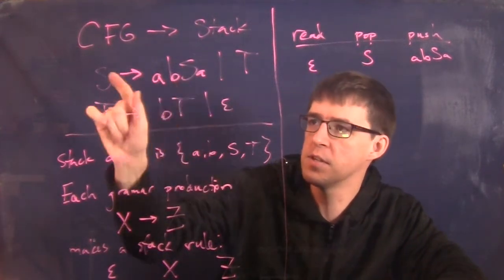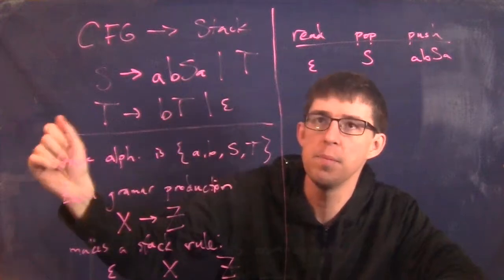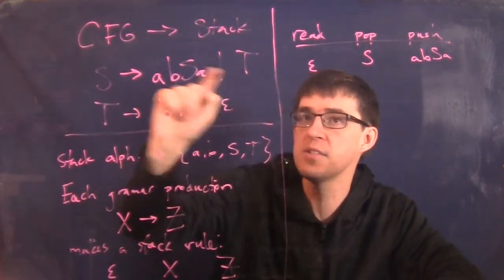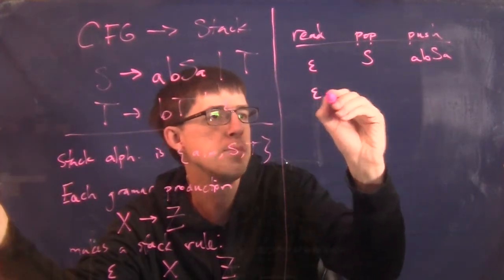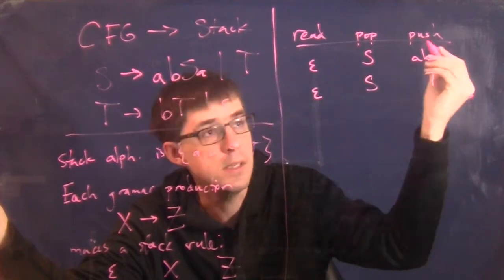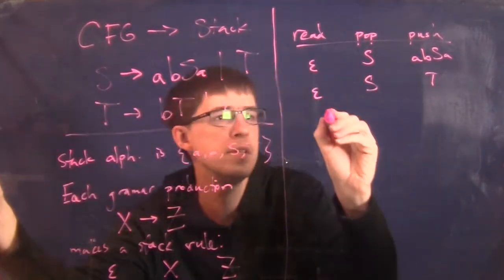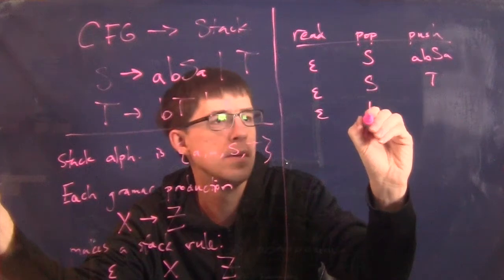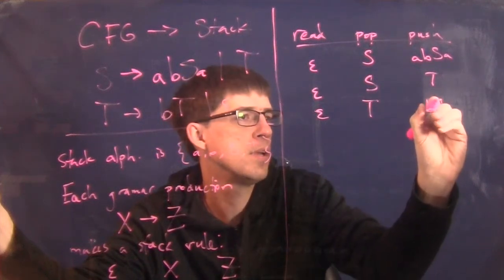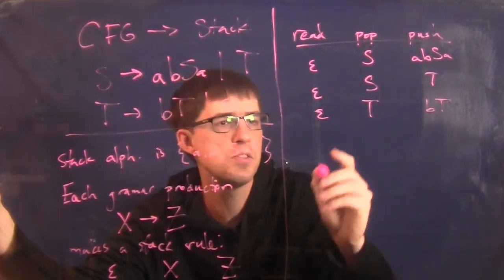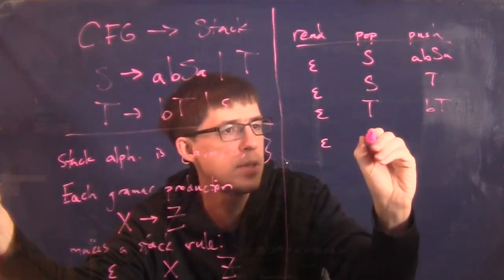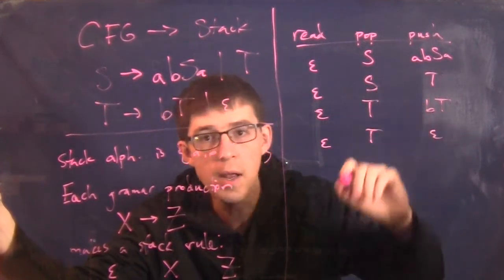We consider these as 4 separate things, separated by these bars. So the next one is S goes to T. That looks like epsilon S T. There you go. Next one, T goes to BT. Looks like epsilon T BT. Simple enough. And then finally, T goes to epsilon. You do that one too. Epsilon T epsilon.